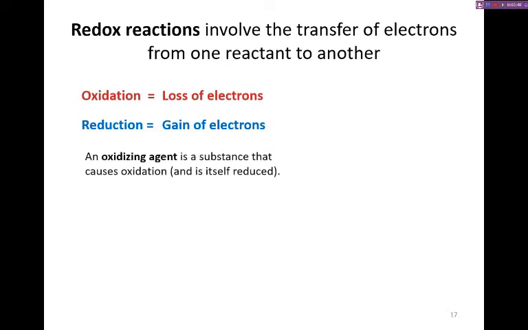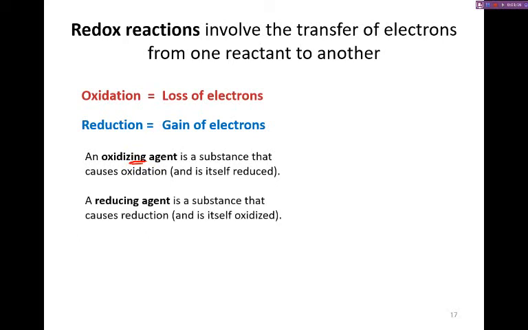We also need to be able to talk about the substances that are performing the oxidation or reduction. And the oxidizing agent is the substance that causes oxidation. Here's one way to think of it. An agent does something. It performs an action. So an oxidizing agent is an agent that's oxidizing something else. Whereas a reducing agent is an agent that's reducing something else. And notice that the oxidizing agent gets reduced and the reducing agent gets oxidized.